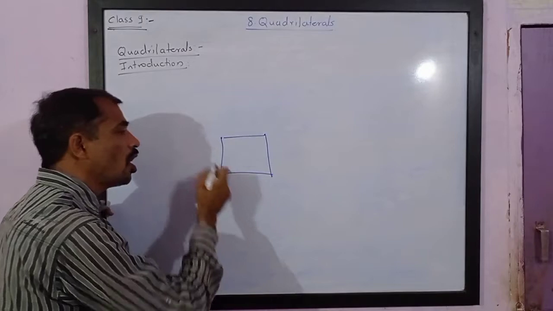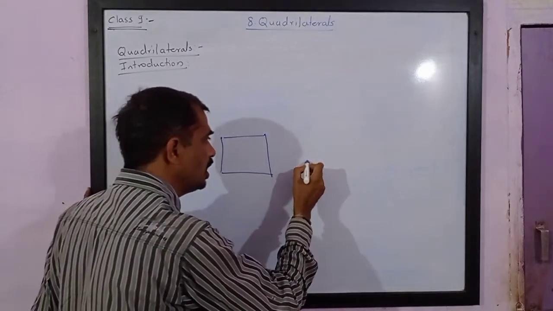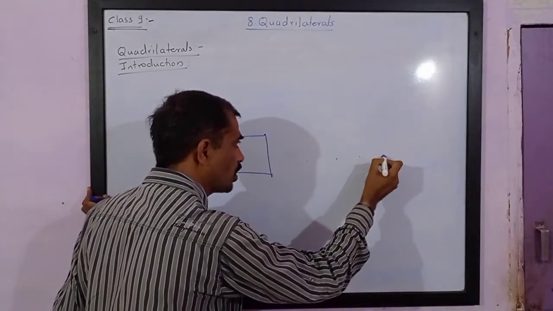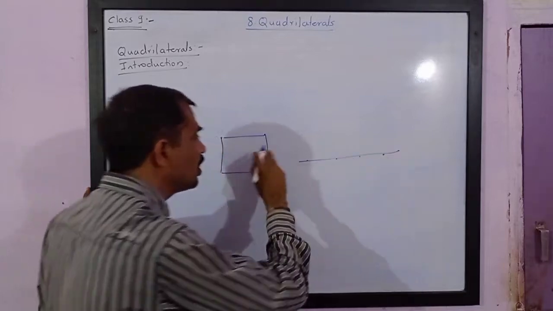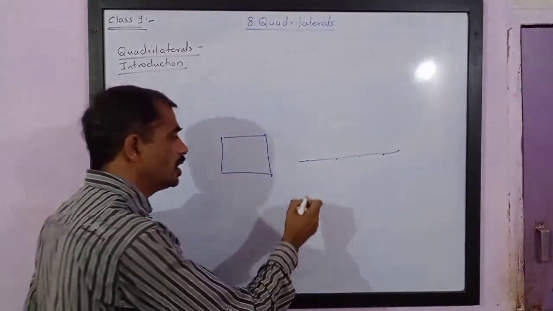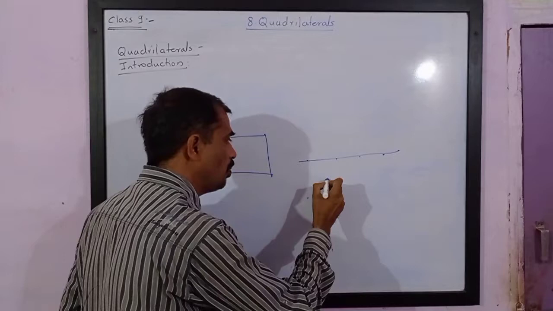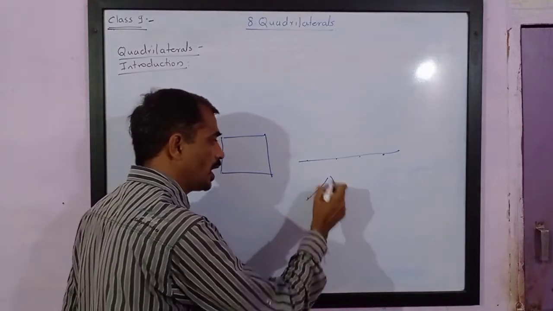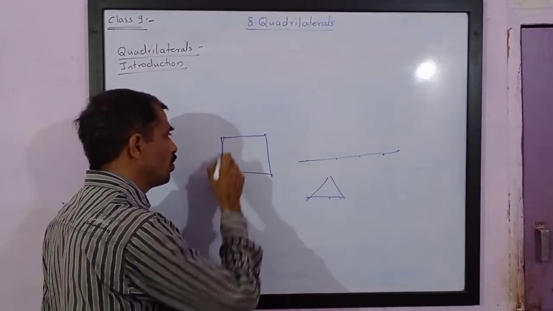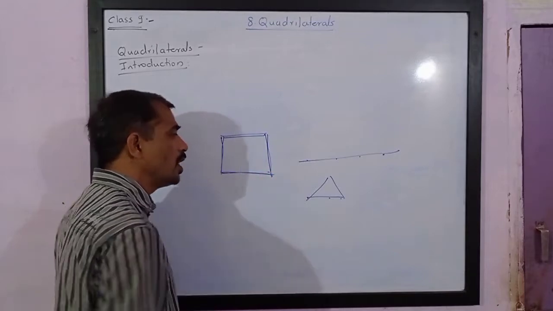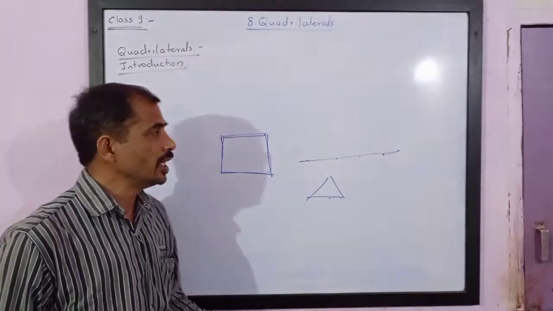So 4 non-collinear points. If 4 points are collinear, they will form a line. They cannot form a quadrilateral. If even 3 points are collinear and 1 point is non-collinear, it will form a triangle. So of these 4 points, no 3 points must be collinear.